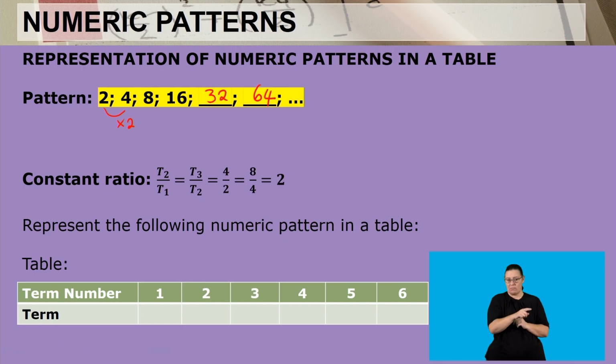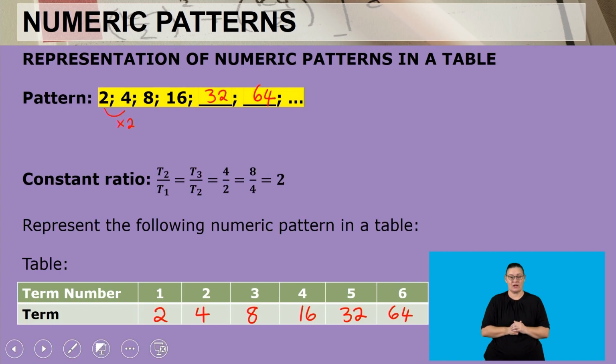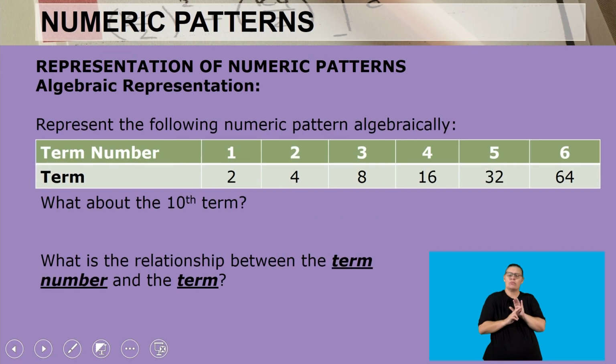So our first term there is a 2, our second term is a 4, our third term is an 8, our fourth term is a 16, our fifth term is a 32, and our sixth term is a 64. Of course, we know that that pattern can continue, but our table right now requires just the first 6 terms. But now, how can we represent this algebraically? That table is the table that we've already calculated.